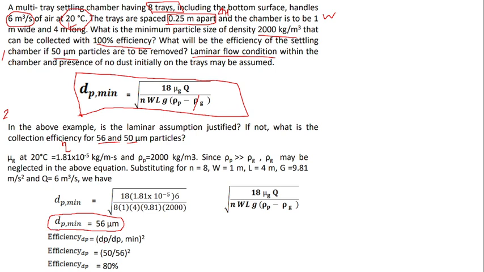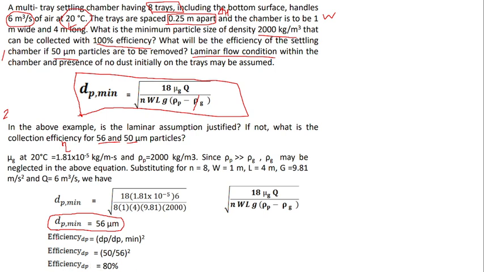Okay. So once the dp is found, we have to calculate the efficiency. Now we have found, for 100% efficiency, the minimum particle size, which is 56 micron. Now they are asking what would be the efficiency of the settling chamber if 50 micron particles are to be removed. Actually, 100% efficiency can be achieved when the particle is of size 56 micron. Now we are using the 56 micron particle only.